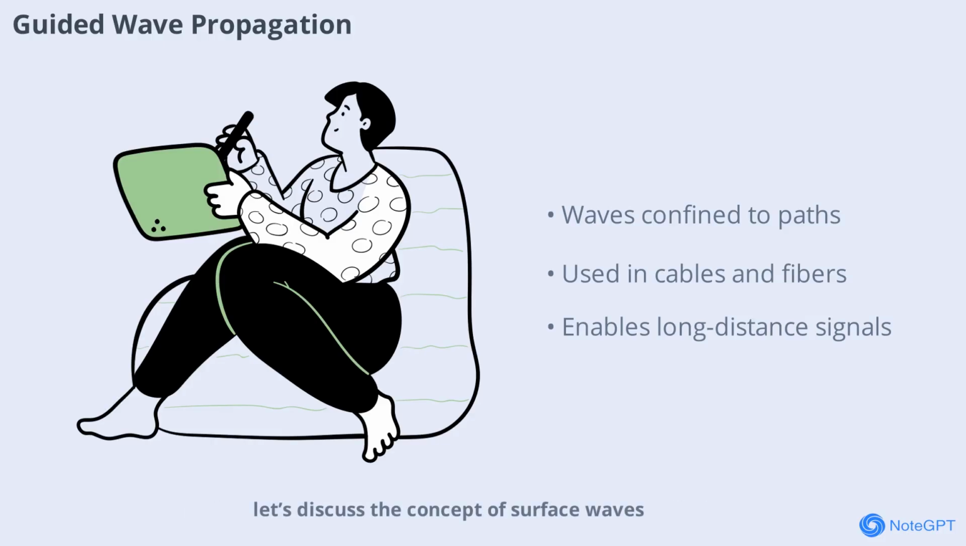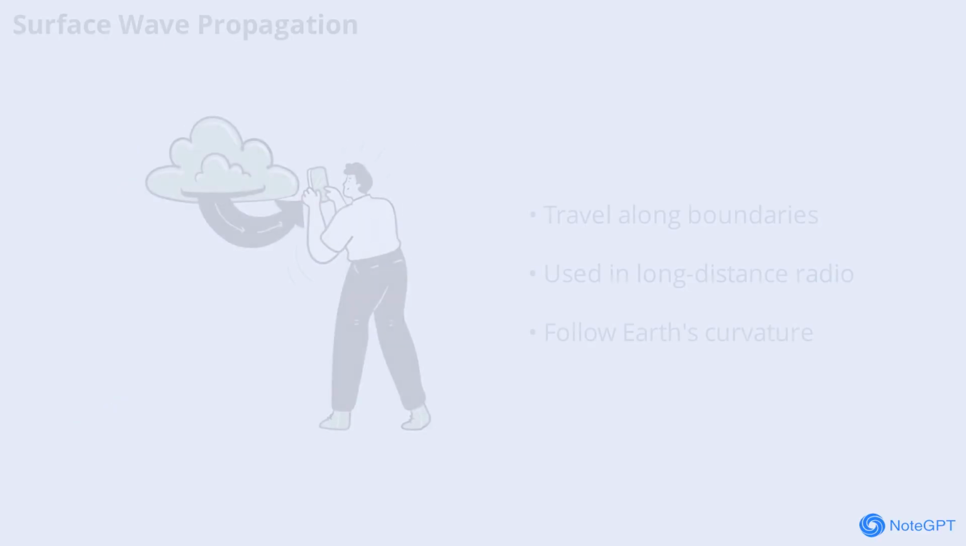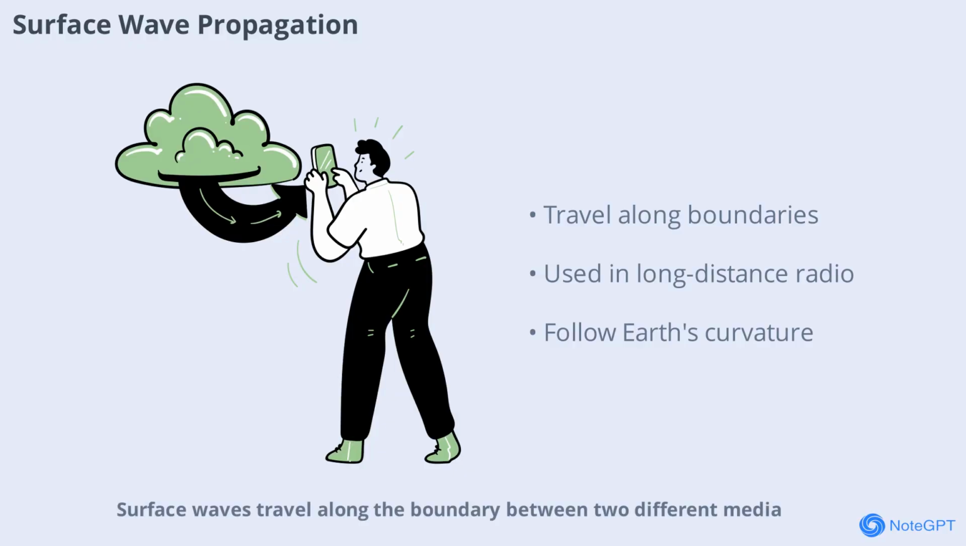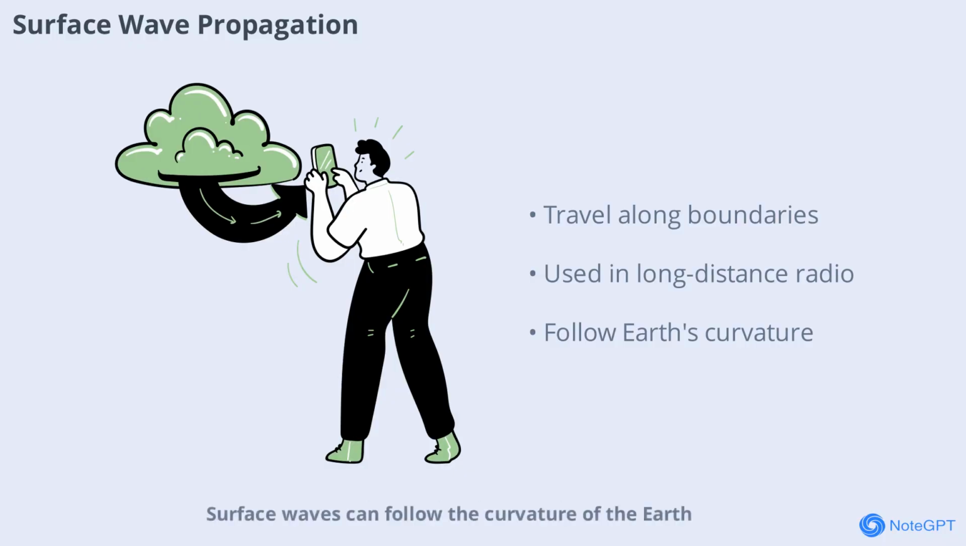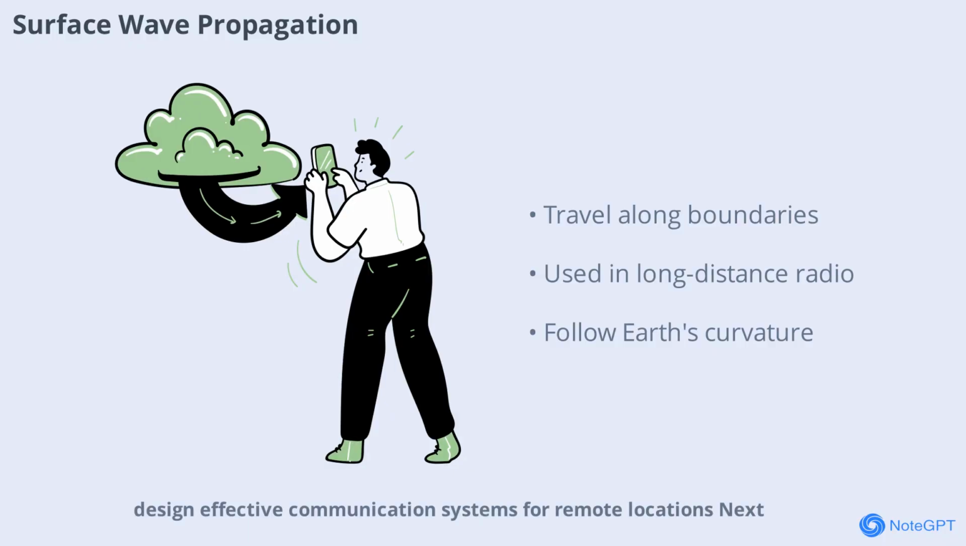Next, let's discuss the concept of surface waves. Surface waves travel along the boundary between two different media, such as the ground and the air. These waves are important for long-distance radio communication, especially at low frequencies. Surface waves can follow the curvature of the Earth, making them useful for broadcasting over large areas. However, their strength decreases with distance and ground conductivity. Understanding surface wave propagation helps engineers design effective communication systems for remote locations.